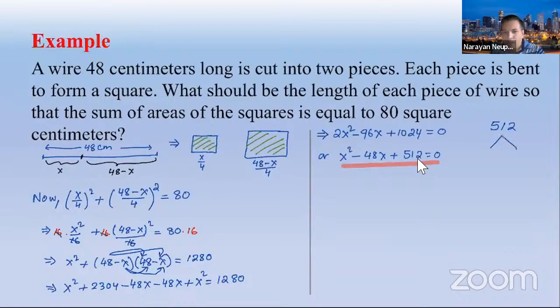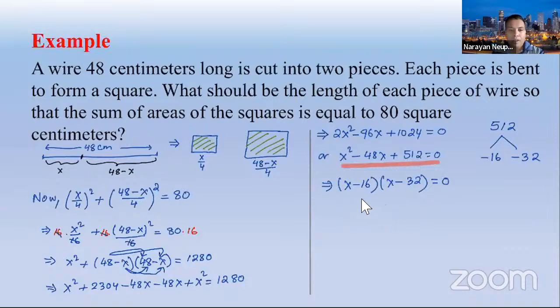From 512, you have to find two numbers that will add up to negative 48. Those numbers will be negative 16 and negative 32, because negative 16 times negative 32 is positive 512, and also negative 16 and negative 32 add up to negative 48. Since the leading coefficient is 1, you can directly write the factors. So the factors will be x minus 16 and x minus 32 equal to 0.